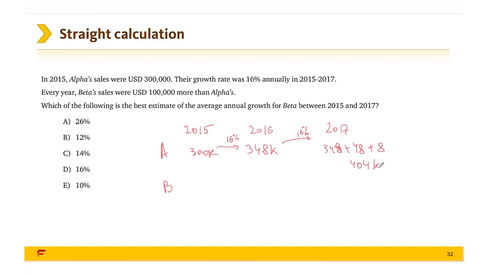Okay, so we have the numbers for Alpha. So we need to compute the same thing for Beta. It's 400k in the first year, 448k in the second year, and 504k in the third year. And the average annual growth rate in this case would be 48 out of 400.